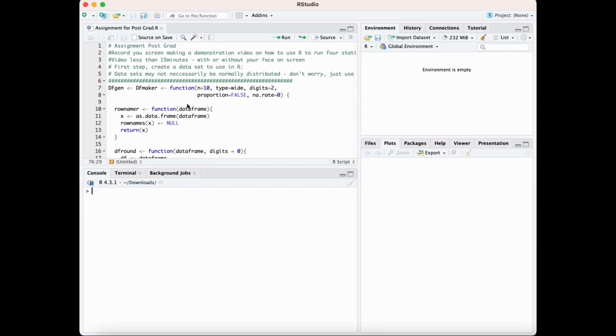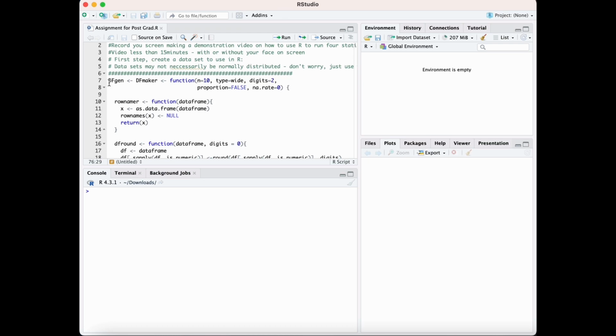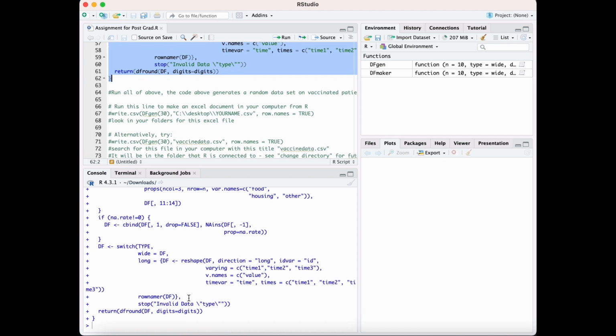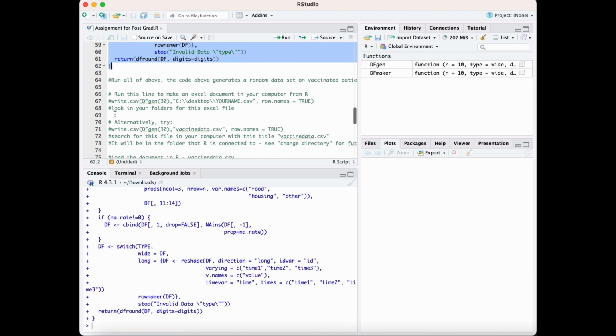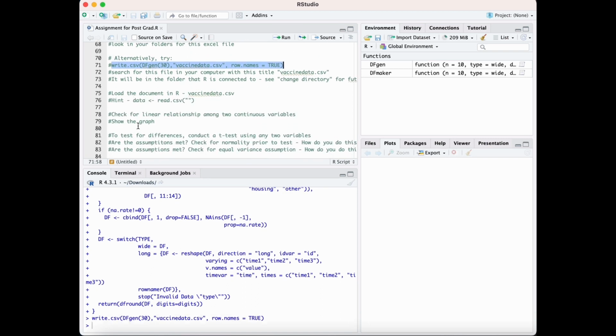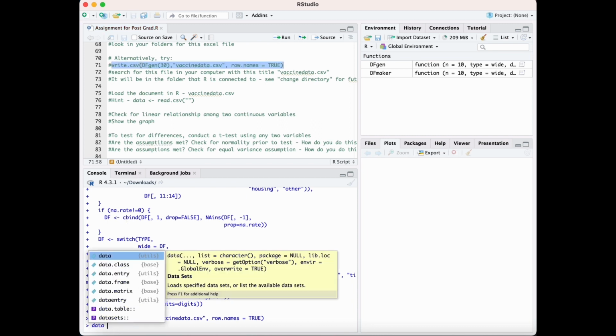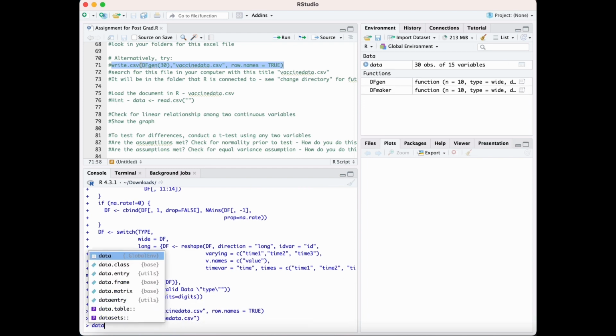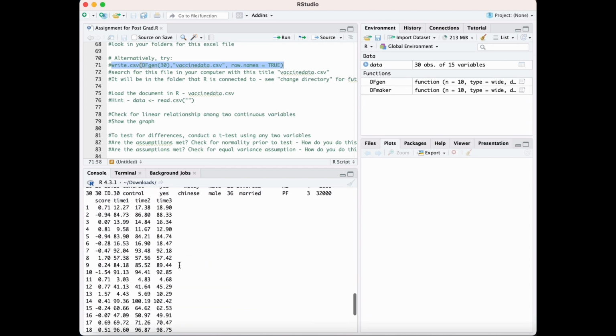I'll be demonstrating how to use R. So first we need to generate the random data set. I'll be running this, and then from here I will write true, run, and oops, sorry, data.csv.